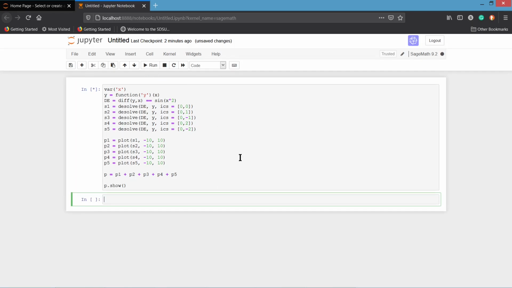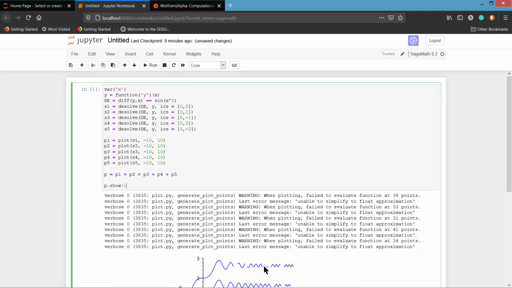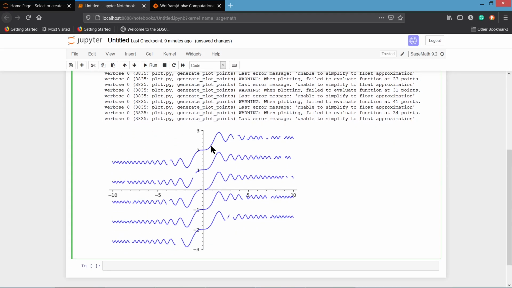Now, you need to be patient because depending on the speed of your computer, it will take 10 to 15 minutes to get the output. Now, we have got the result and it took 9 minutes. These are the 5 particular solutions with the initial value conditions that we had taken. This is for (0, 0), this is for (0, 1), this is for (0, 2), this one is for (0, -1) and this one is for (0, -2).